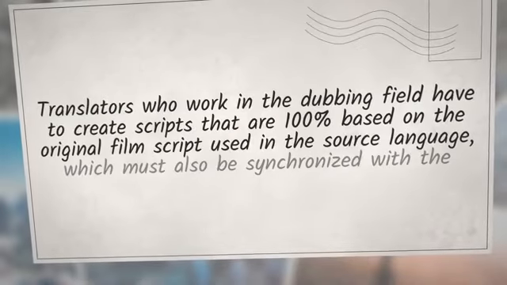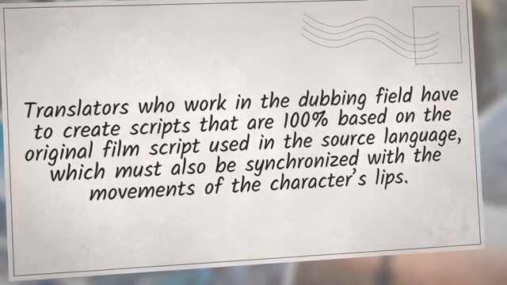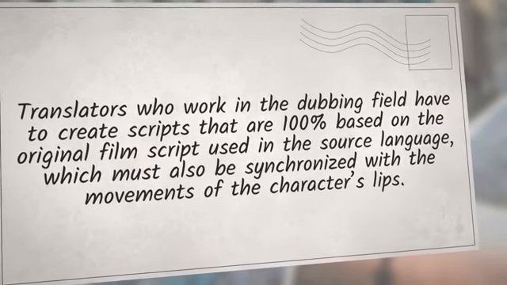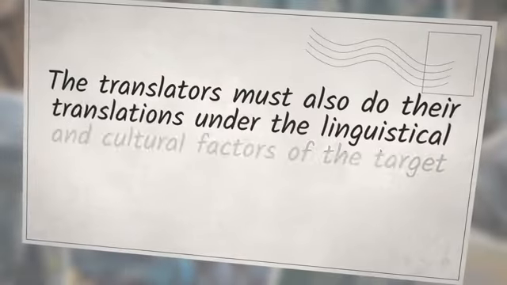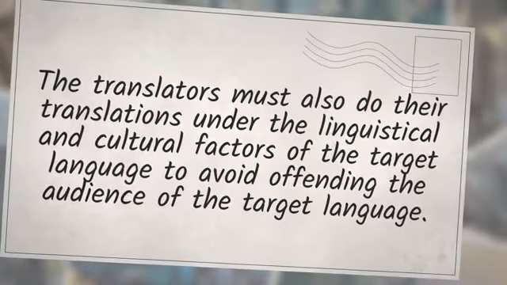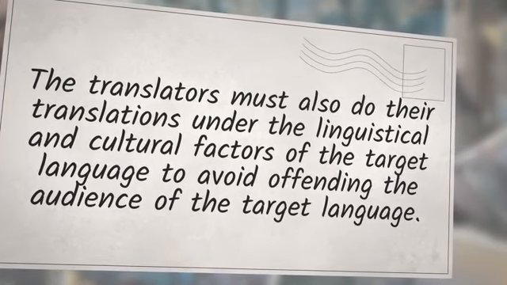Translators who work in the dubbing field have to create scripts that are 100% based on the original film script used in the source language, which must also be synchronized with the movements of the characters' lips. The translators must also do their translations under the linguistic and cultural factors of the target language to avoid offending the audience of the target language.